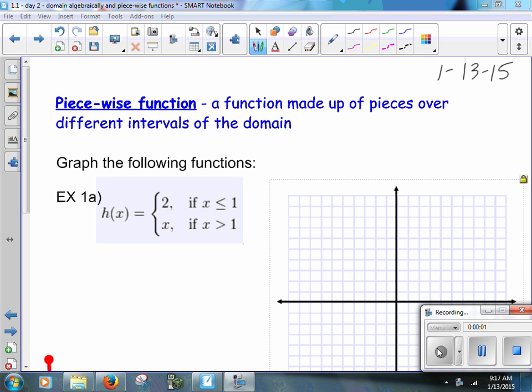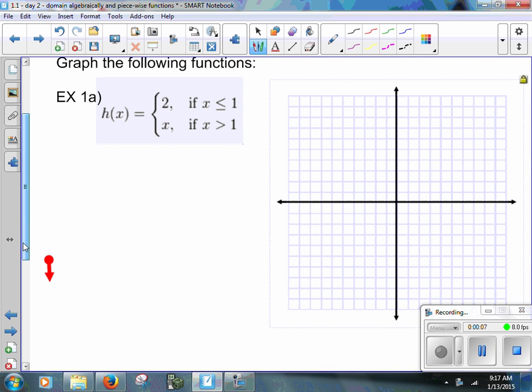At this one. So if we were going to graph this h of x, what is 2? You just focus on the first part. H of x equals 2 if x is less than or equal to 1. What kind of function is 2? Y equals 2. It's a constant function.